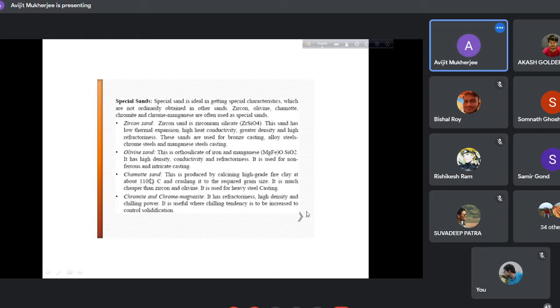Chamotte sand is produced by the process of calcination of high grade fire clay at about 1100 degrees centigrade. So what is that? Zircon and olivine are costly sands. So this is comparatively cheaper.